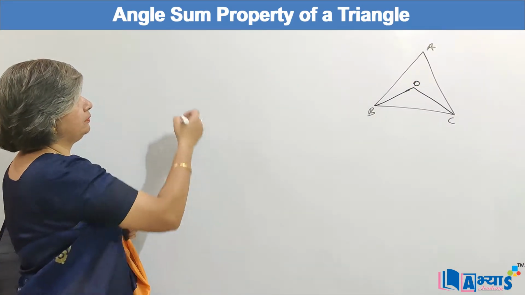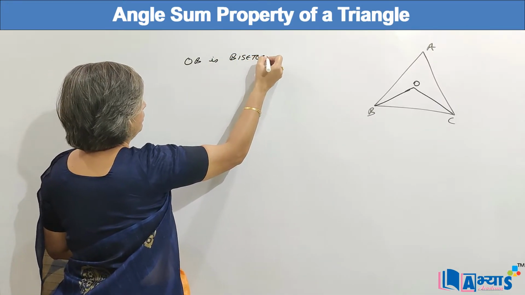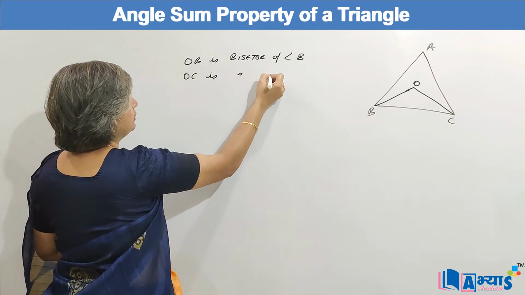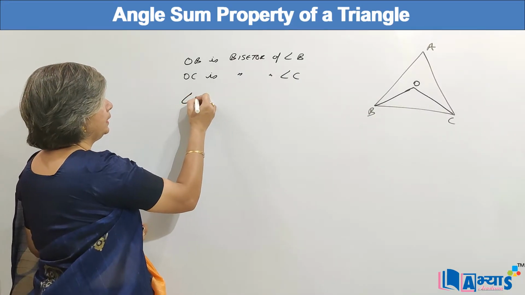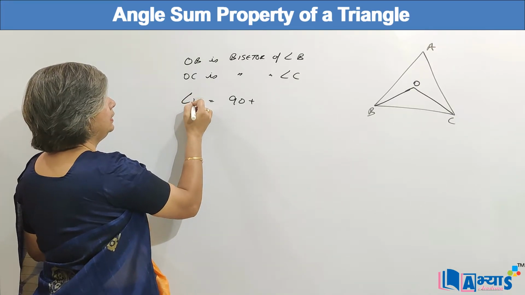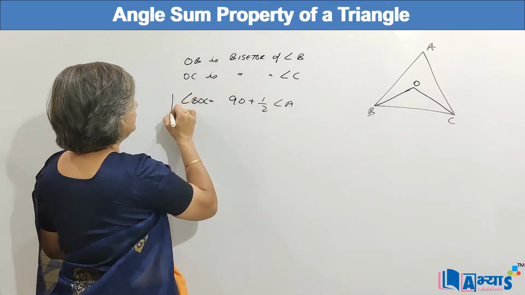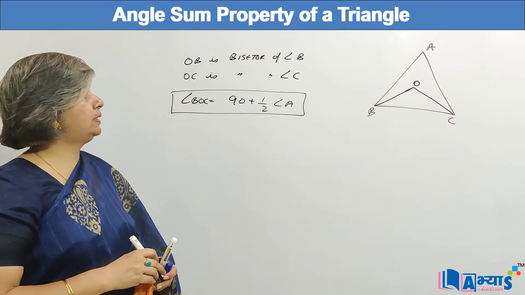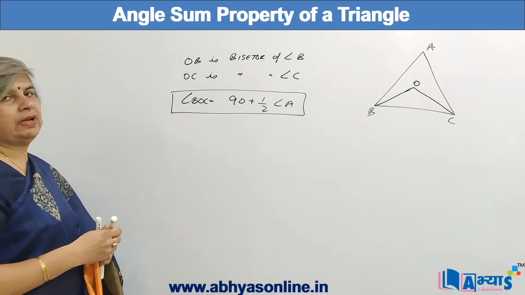That means we have OB is the bisector of angle B and OC is the bisector of angle C. And we have to prove that angle BOC is 90 plus half of angle A. This we have to prove that angle BOC is 90 plus half of angle A. For this we will take the concept of angle sum property.